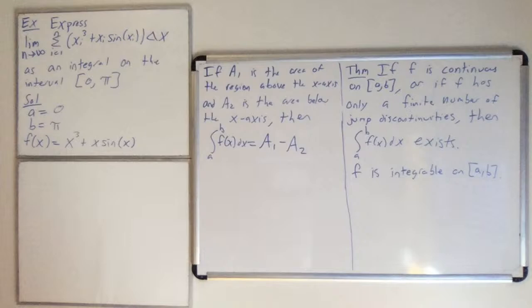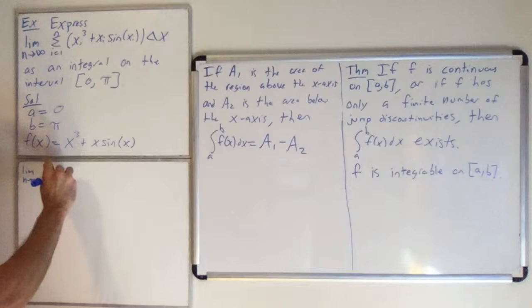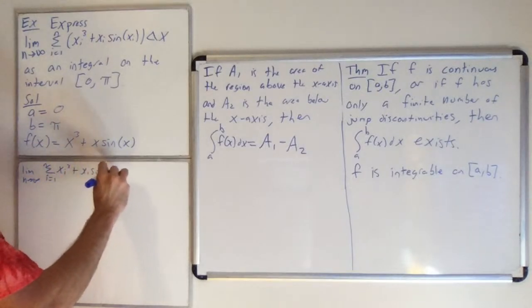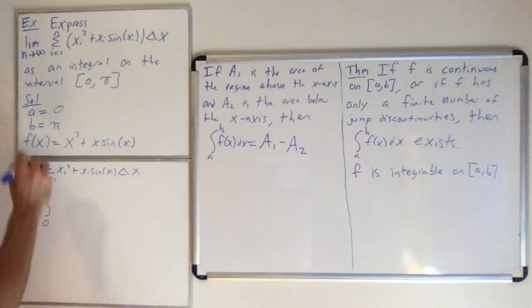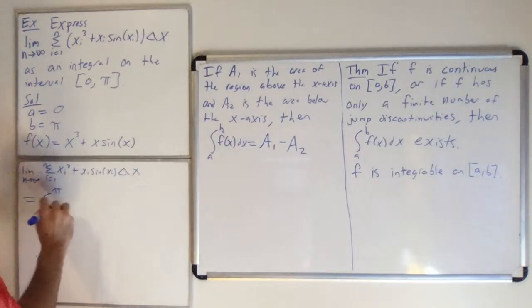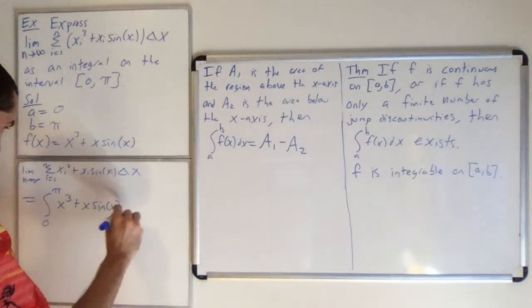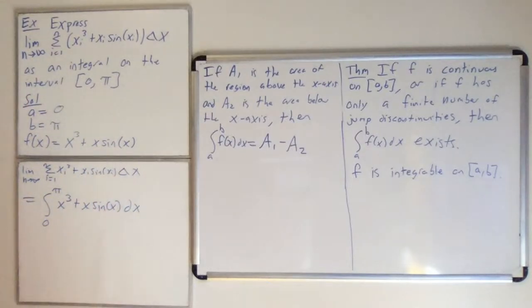Okay, and so we're done. This limit, the limit as n goes to infinity of the sum from i equals 1 to n of x sub i to the third plus x sub i sine of x sub i, delta x, is equal to the integral from 0 to pi of x to the third plus x sine of x dx. This tells us which variable we're integrating over.